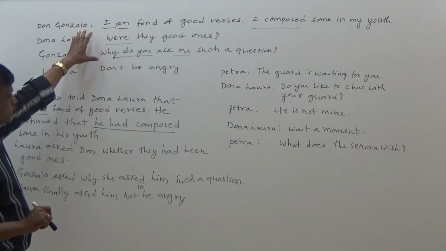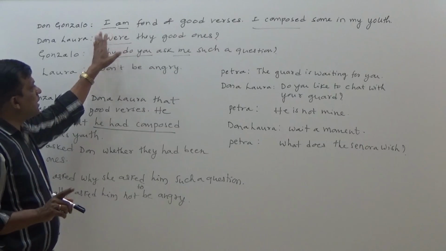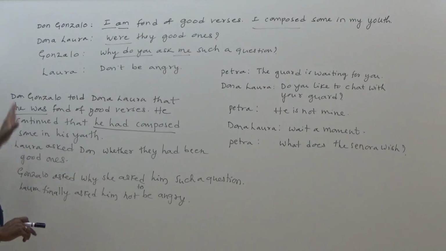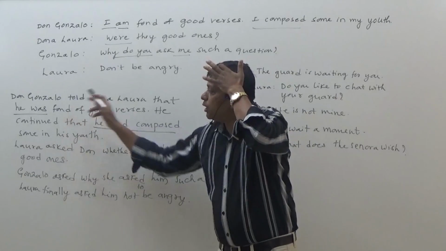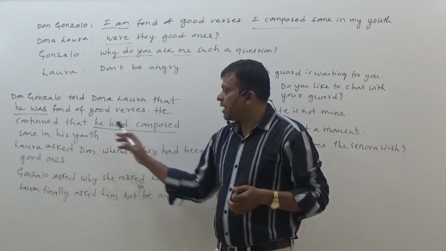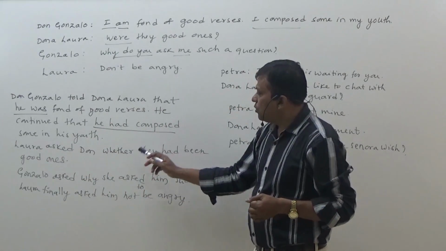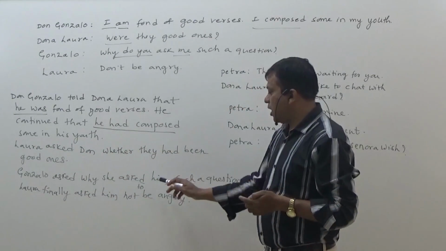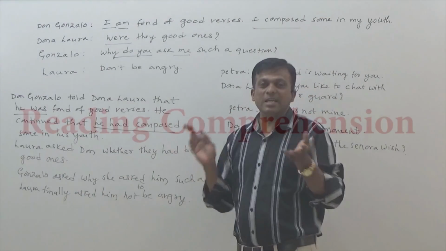When you get conversations, you have to carefully observe kind of sentence, then tense, then questions, interrogative sentence, imperative, then you have to change accordingly. So the reported speech of this conversation. Don Gonzalo told Donna Laura that he was fond of good verses. He continued that he had composed some in his youth. Laura asked Don whether they had been good ones. Then Gonzalo asked why she asked him such a question. Laura finally asked him not to be angry.